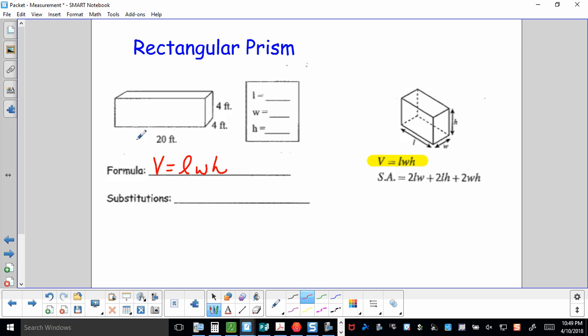So let's identify. We'll make 20 the length, 4 the width, and 4 the height. So we have 20 for the length, 4 for the width, 4 for the height. We'll just substitute that in, and we get 80 times 4, which is 320. We have cubic feet. That's what the volume equals.